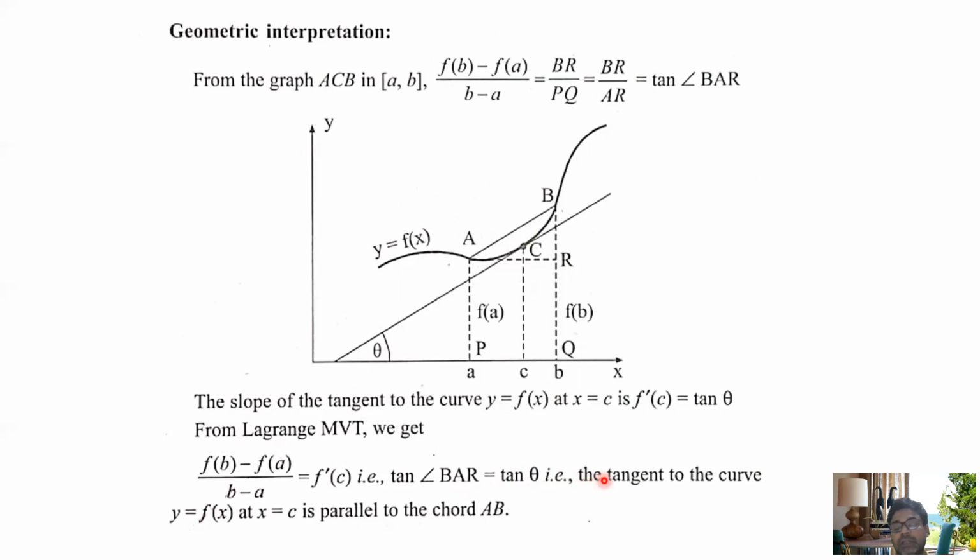So from here it is clear that the tangent to the curve y equals f(x) at x equals c is parallel to AB. This tangent is parallel to AB. But in the case of Rolle's theorem, your tangent is parallel to the x-axis. So here your tangent is not parallel to the x-axis. You can just generalize it.